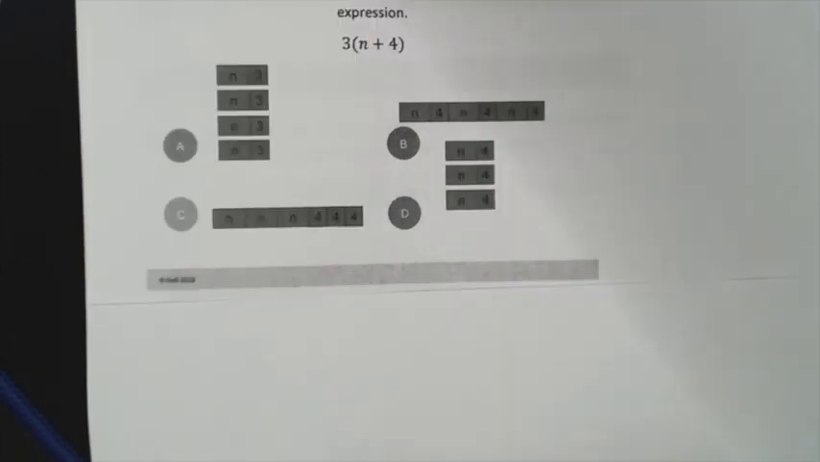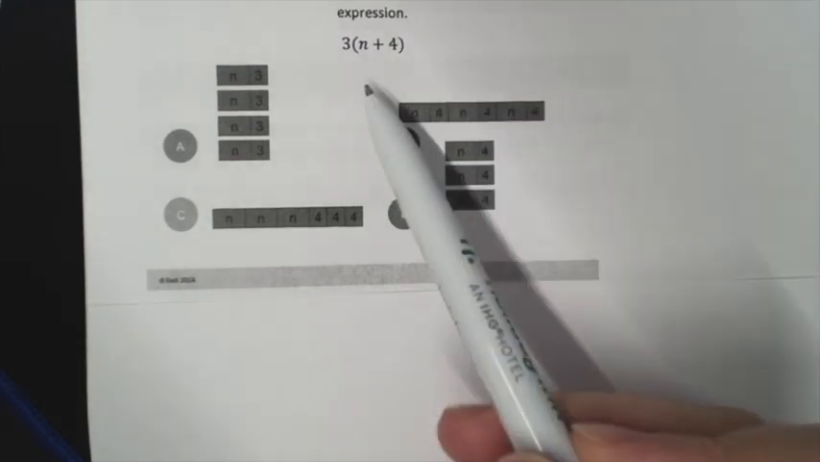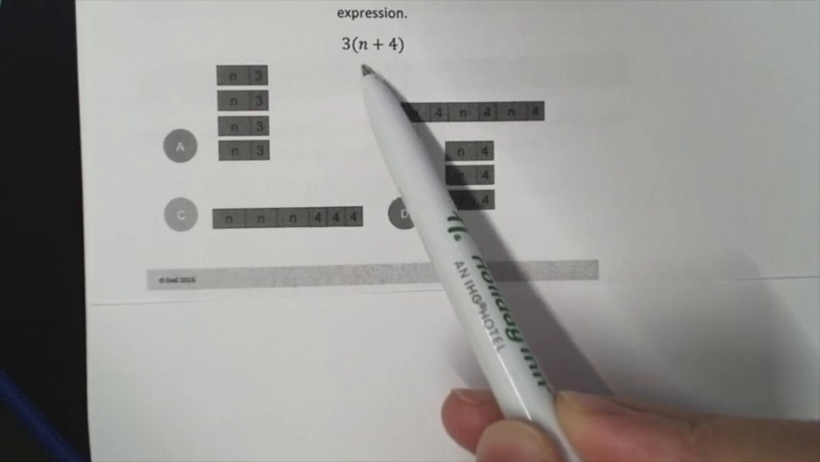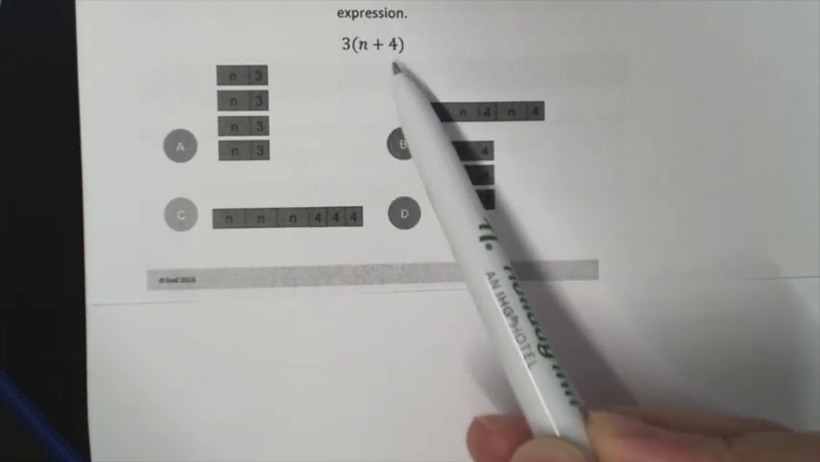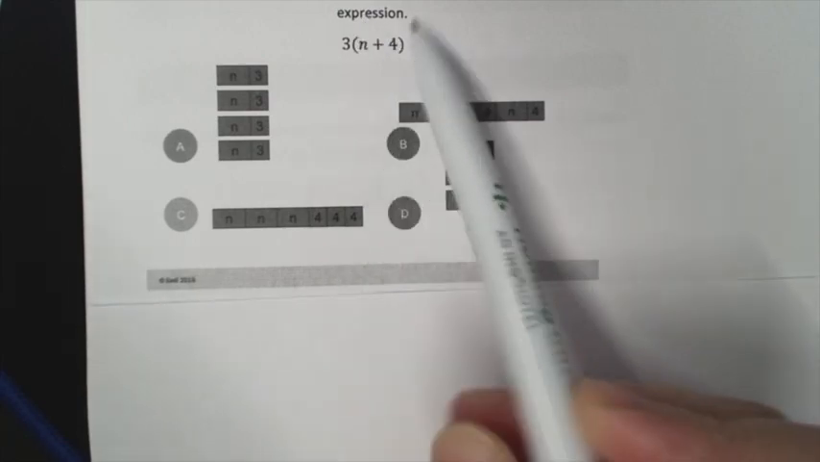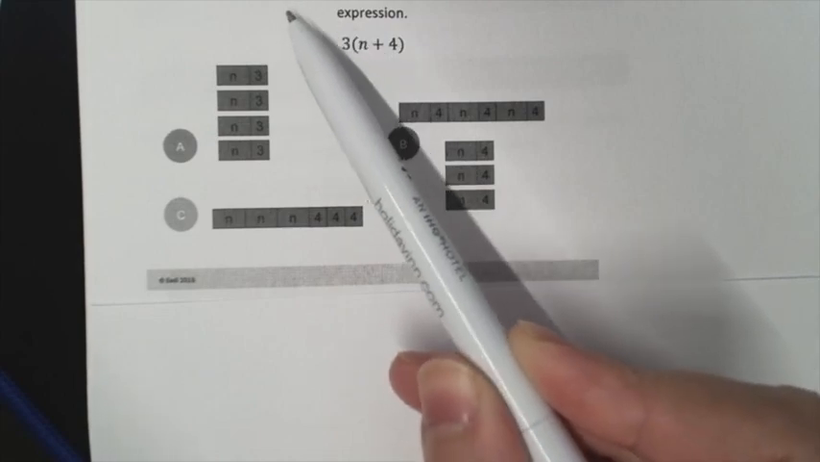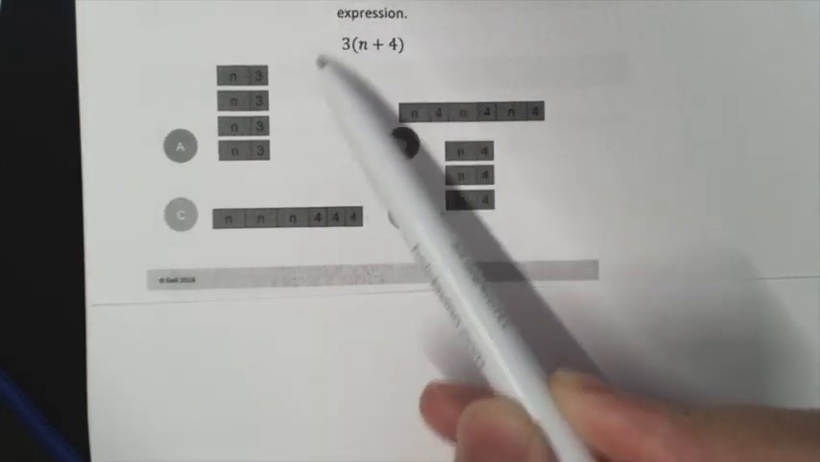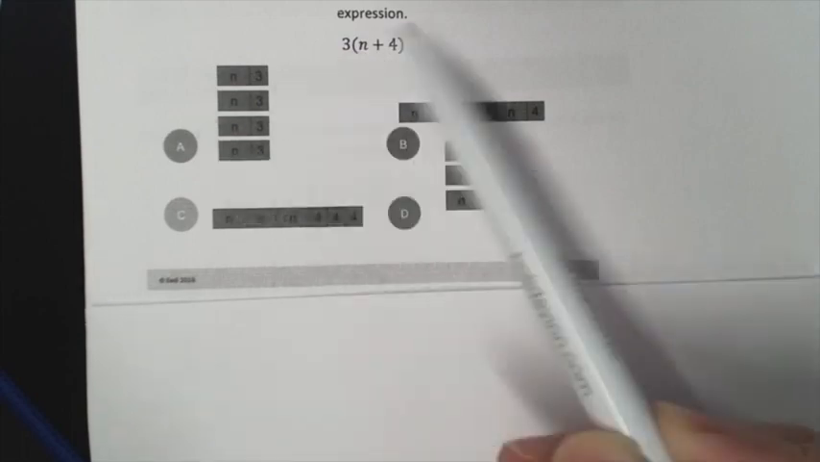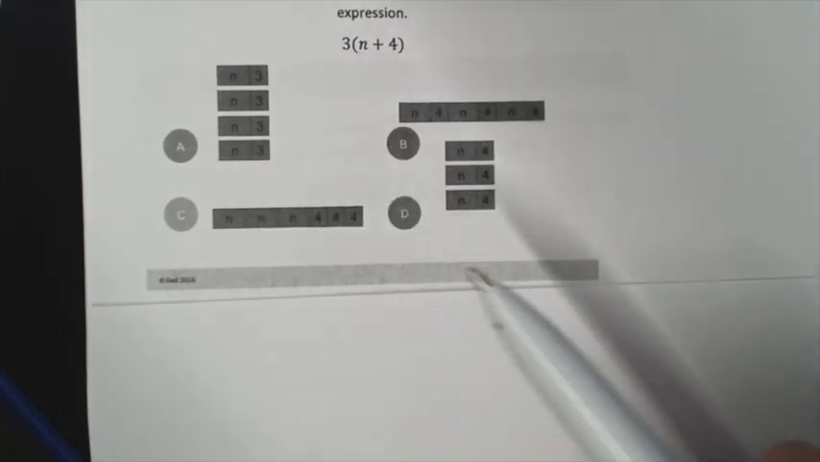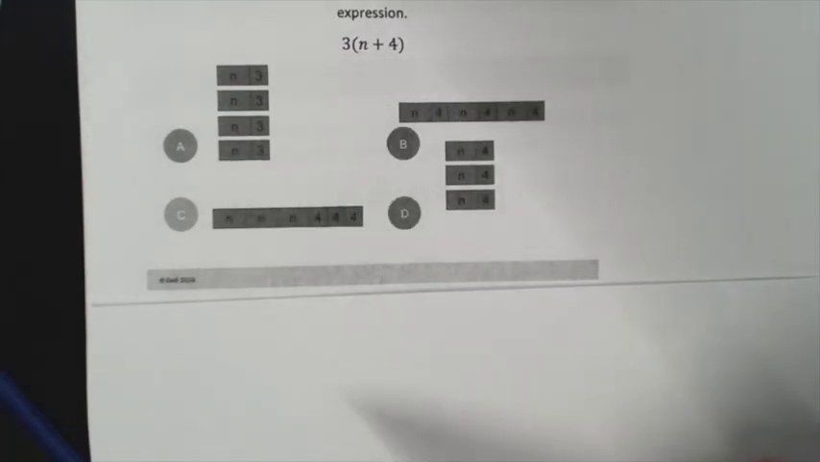Okay, and looking at the next question, which model does not correctly represent the following expression? And the expression is 3n plus 4, 3 lots of n plus 4. It is really important that we read the question carefully. It says which model does not correctly, so it's not which model actually represents this. We need to be very careful when we're selecting. So I think that's one of the mistakes that some of you have made.